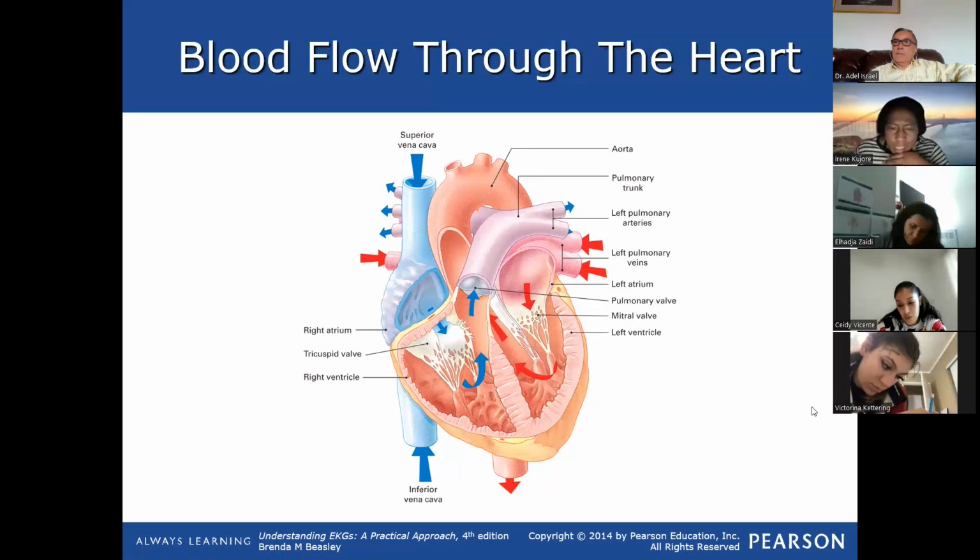The valve from the right ventricle to the aorta, is there a valve right there? No, not from the right ventricle, or to the left ventricle. I'm sorry. Yes, it's right, left ventricle to the aorta. We have another valve which is semilunar. We call it the aortic valve.